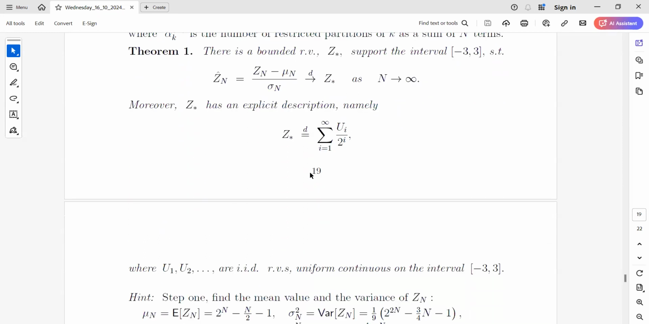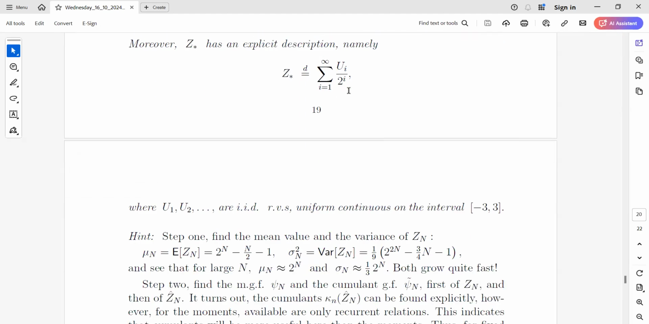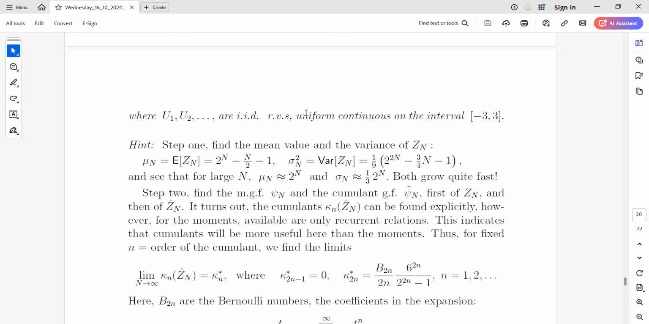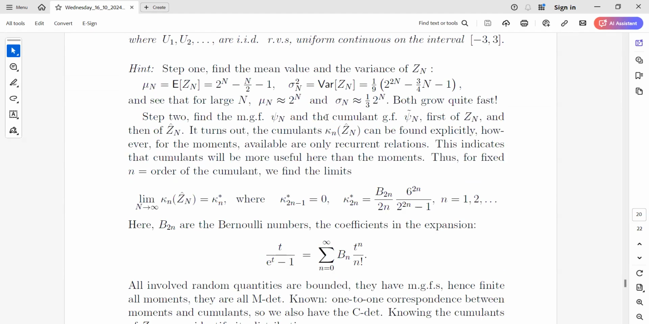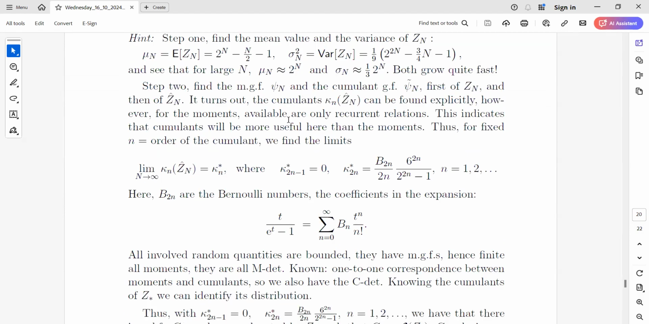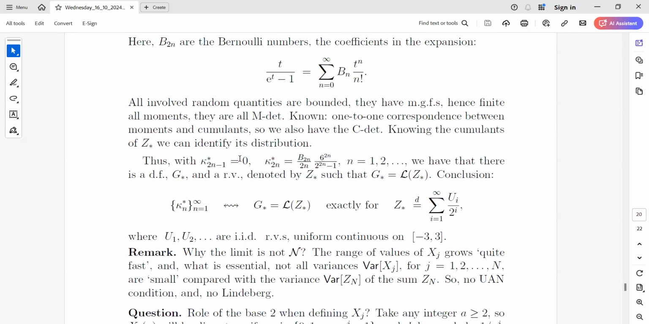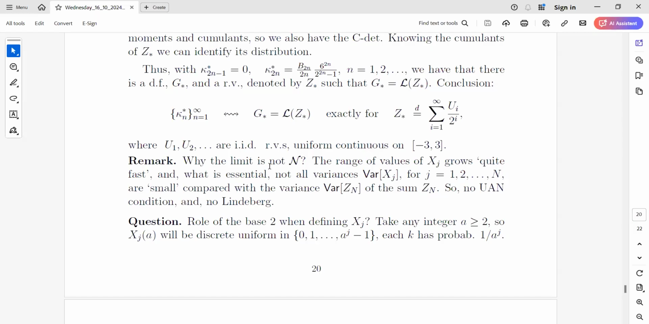And in this case, the limit which somebody may expect will be normal. It turns out it is on a bounded interval, strangely enough, between -3 and 3. And we even have the explicit description of the limiting random variable Z. It is an infinite sum, and here we have the exact description: a decreasing linear combination of uniform continuous variables on the same interval -3, 3. So there is no Lindeberg condition, there is no uniform asymptotic negligibility condition. Because of this, we have a limit which is not normal.